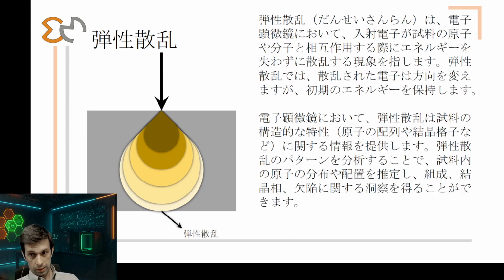And finally, we have the elastic scattering. It refers to the scattering of electrons that can maintain their energy. They change direction, but they don't lose the energy. That's the point. They provide us again a structural technique, atomic layer arrangement, crystal lattice, etc.